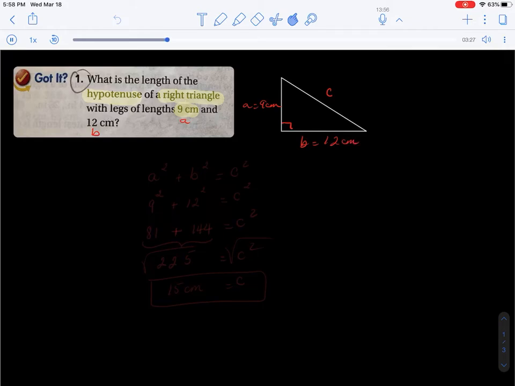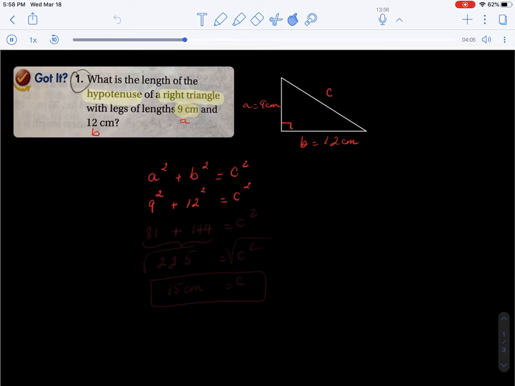How am I going to do this problem? I need to find out if there's a right angle and a hypotenuse. Is that enough information for me to find what C is? So I'm going to bring back the equation of the Pythagorean theorem. I'm going to do a substitution. A in this case is 9, and I square it. B is 12, and I square it, and C is unknown.